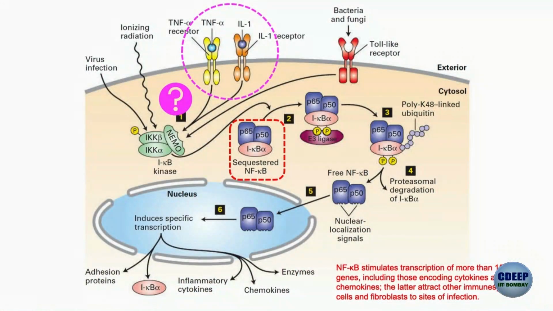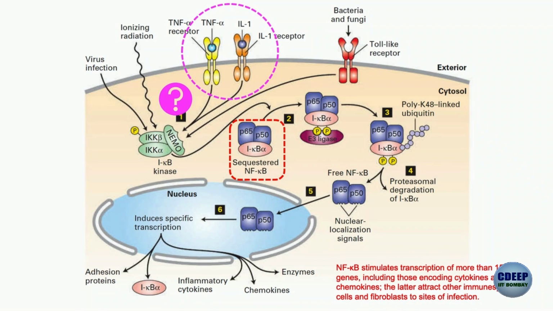Now, the question is, these receptors which is your TNF alpha, IL-1 and what not, they do not have any kinase activity, right? Then how will it go and activate the IKK beta, or how will it go and phosphorylate IKK beta? Did you not understand the question?